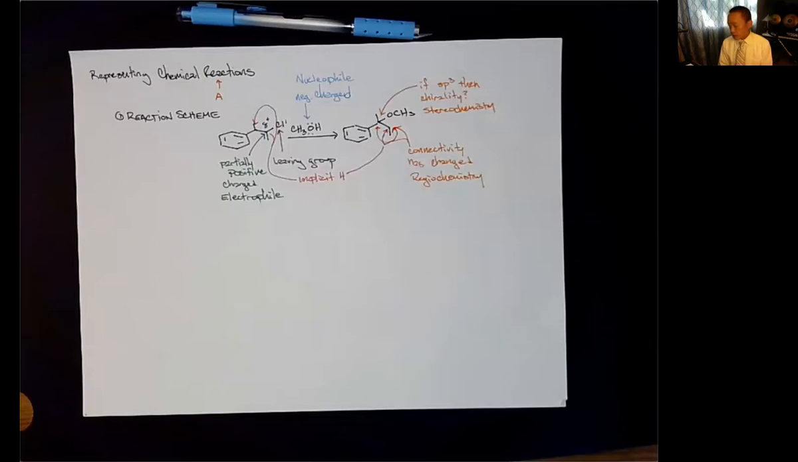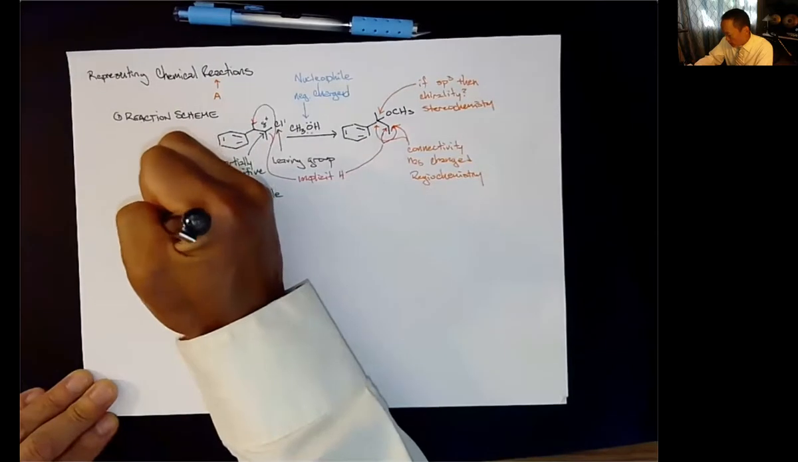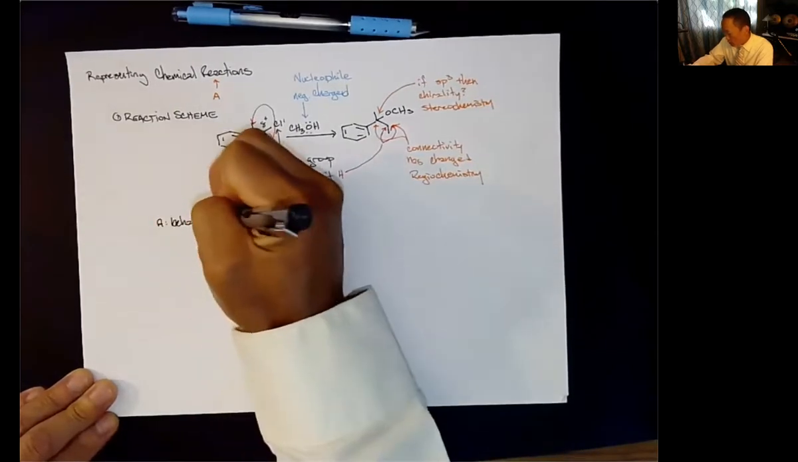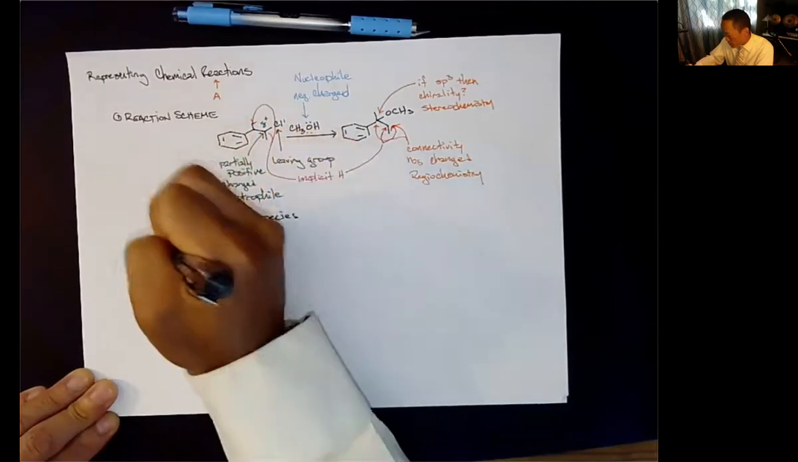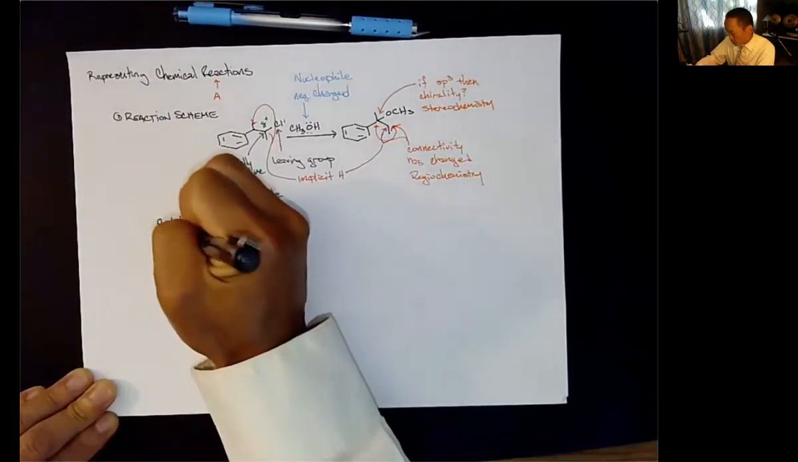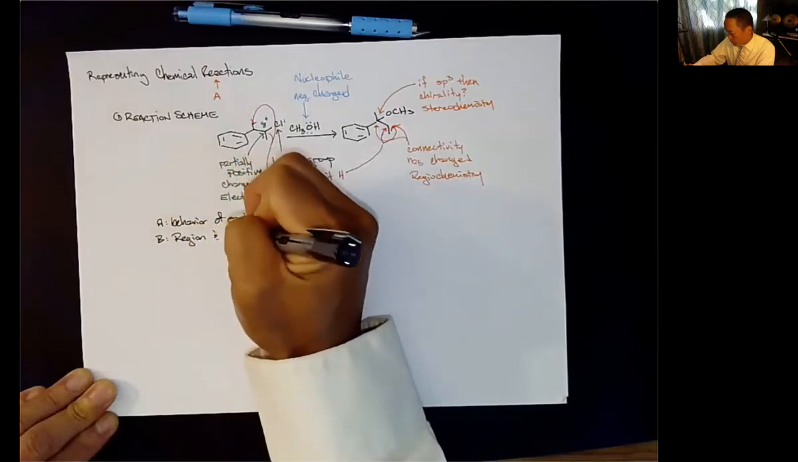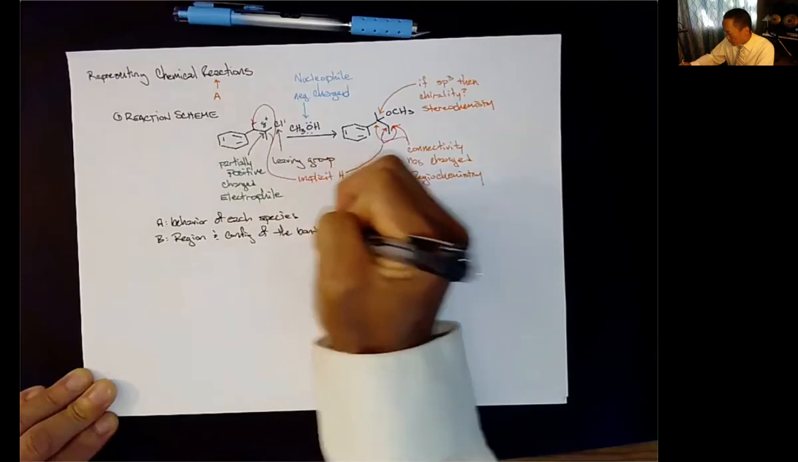And so these are the fundamental questions that we'll be asking about every single reaction that we encounter, which is one, or A, the behavior of each species, and then B, the region and configuration of the bonds formed.